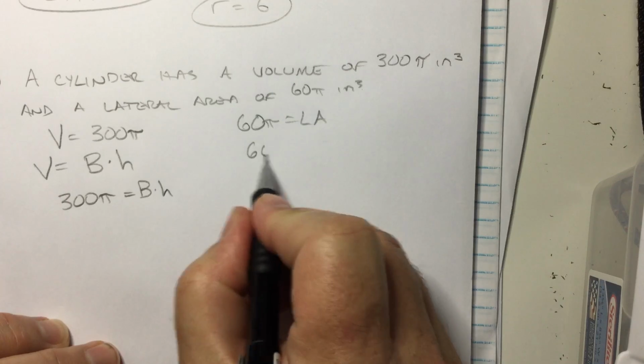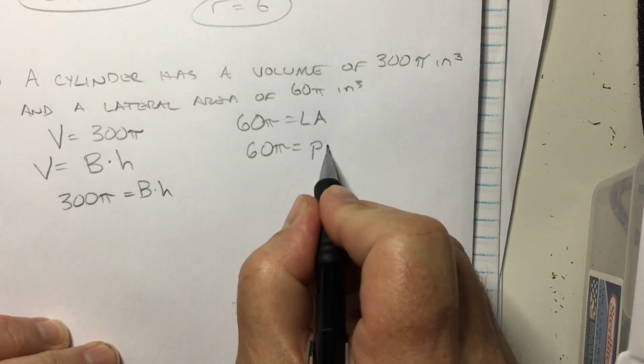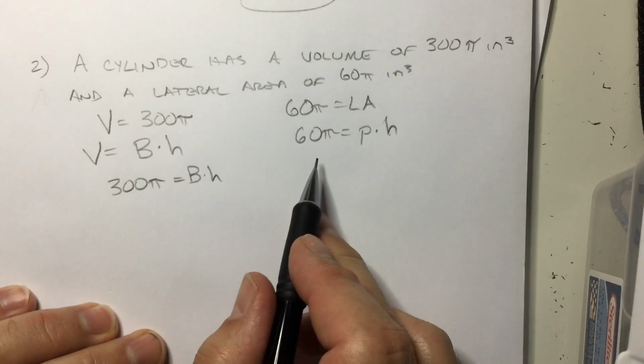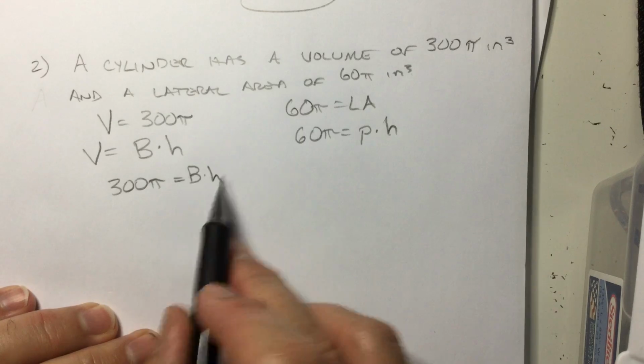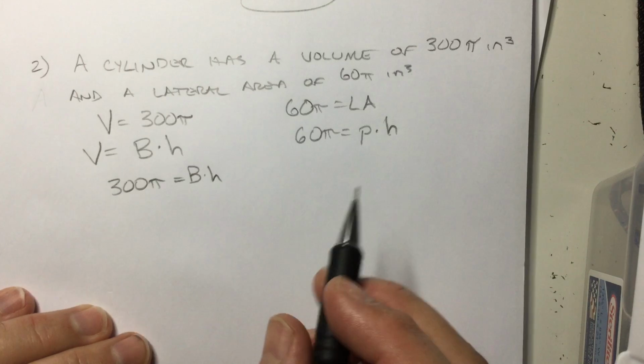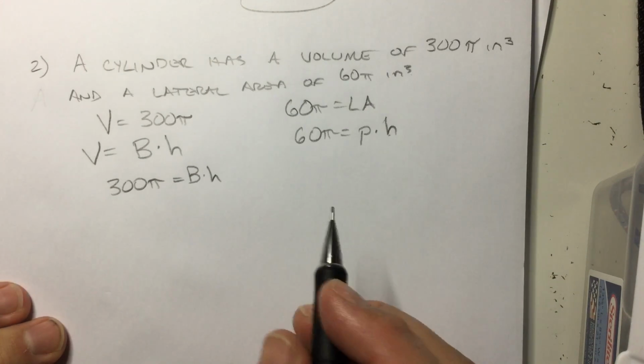So let's see what I get over here. 60 pi is equal to the formula for lateral area, which is p times h, perimeter times height. Well, I've got 2 equations now, but not in 2 variables. I've got 3 variables. I've got h, p, h again, and B. So that's not going to work. I need to get it back to 2 variables if I want to solve it with 2 equations.